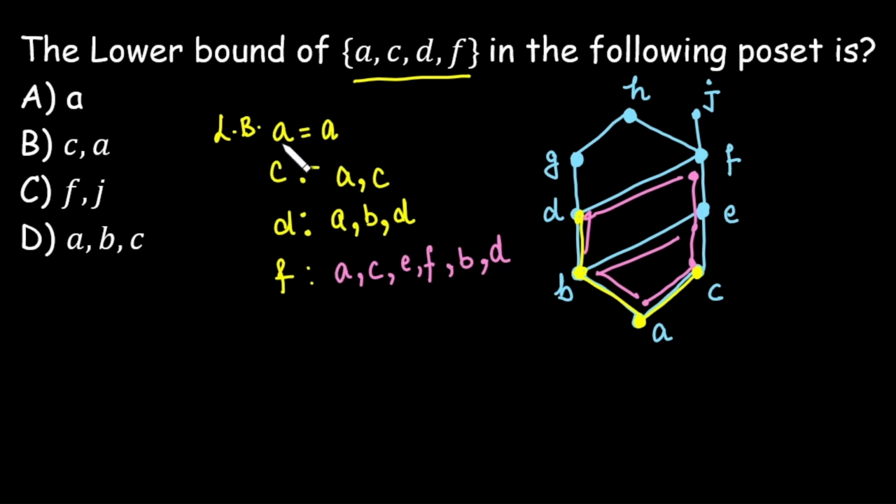Basically, these are the lower bounds of A, C, D, F individually. But we need to collect for the full set. It means we need to take the intersection of all these. What is the intersection? That is A. And that is the final lower bound for this case.